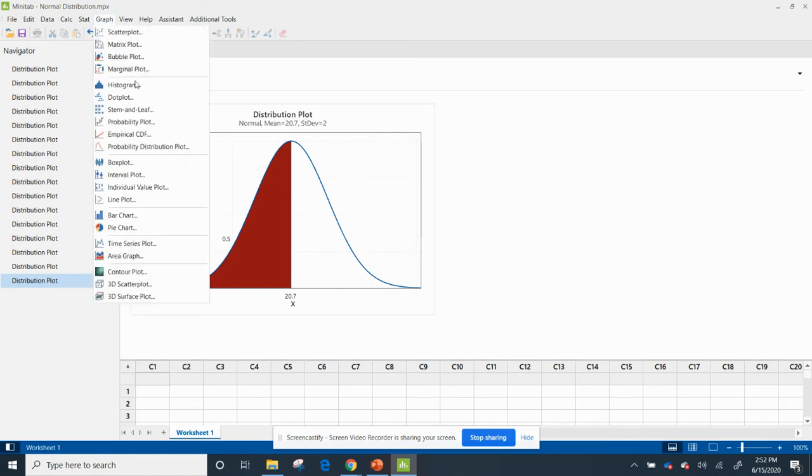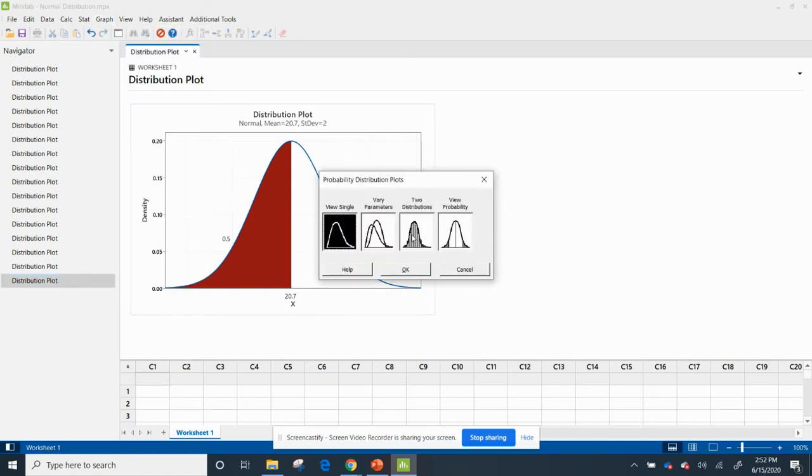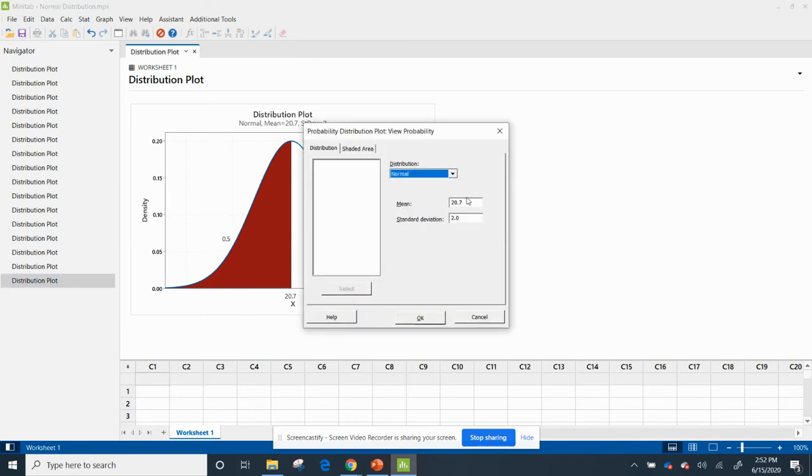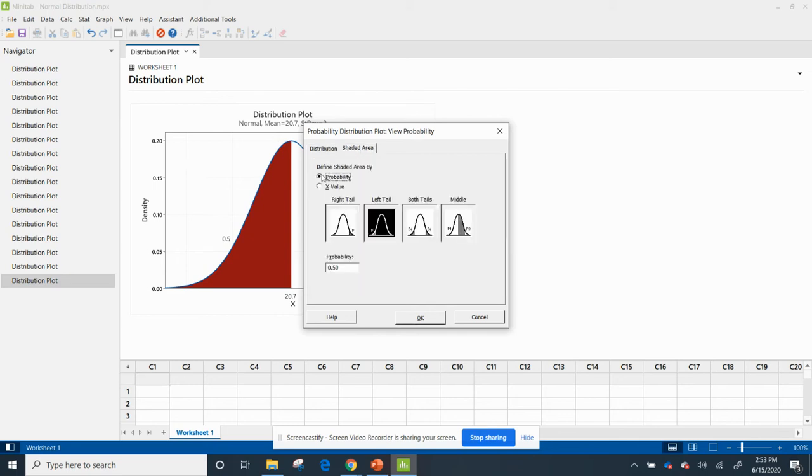So I go to Graph, Probability Distribution Plot, hit View Probability. I'm going to change my mean and my standard deviation. Remember, it was 69 inches, and this becomes 2.8 inches for the standard deviation. Shaded area, keep it as probability, and now I'm going to do right tail. I'm not going to put 0.1 because that's 10%. I'm going to do 0.01 because I want the top 1%.